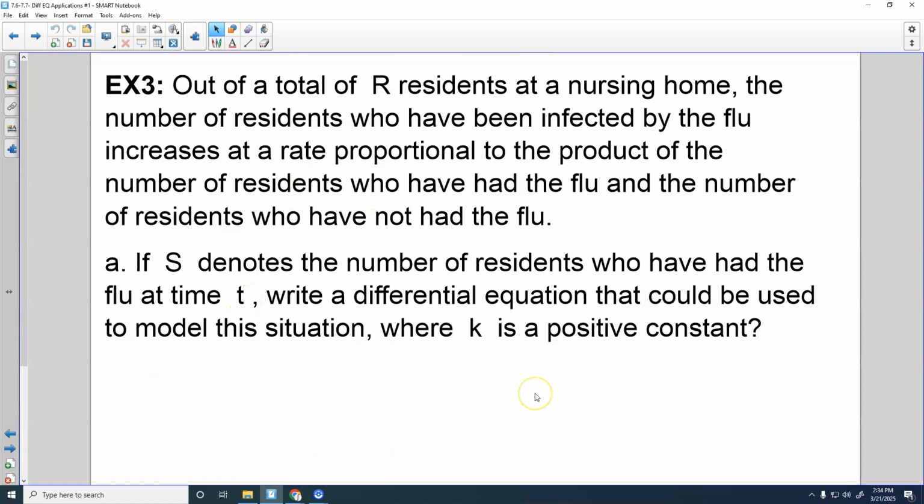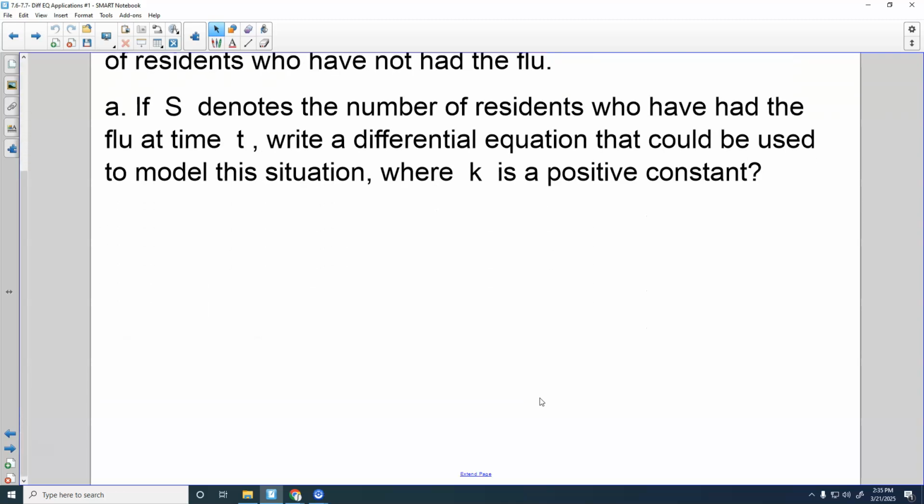For this, out of a total of R residents at a nursing home, the number of residents who have been infected by the flu increases at a rate proportional to the product of the number of residents who have had the flu and the number of residents who have not had the flu. If S denotes the number of residents who have had the flu at time T, write a differential equation that could be used to model this situation where K is a positive constant.